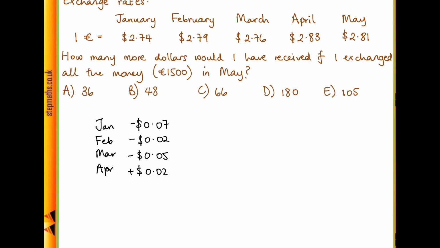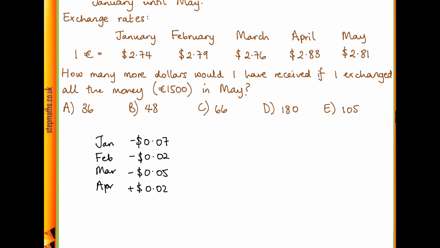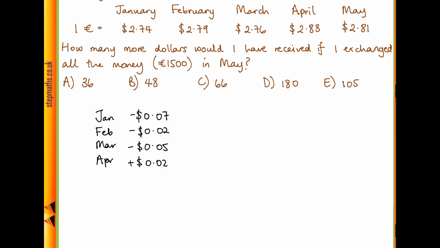And in March, I would have gotten 5 cents less than if I'd exchanged in May. And in April, for each euro, I actually would have gotten 2 cents more than if I'd exchanged in May. So this is how much I would have lost out on or gained by exchanging €1 in each of these months. But how much money did I actually lose? Well, we exchanged €300 per month, which means for each of these, I would have to multiply by 300.